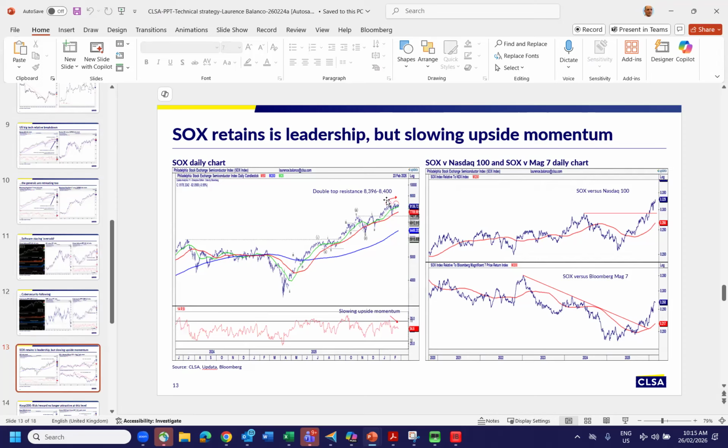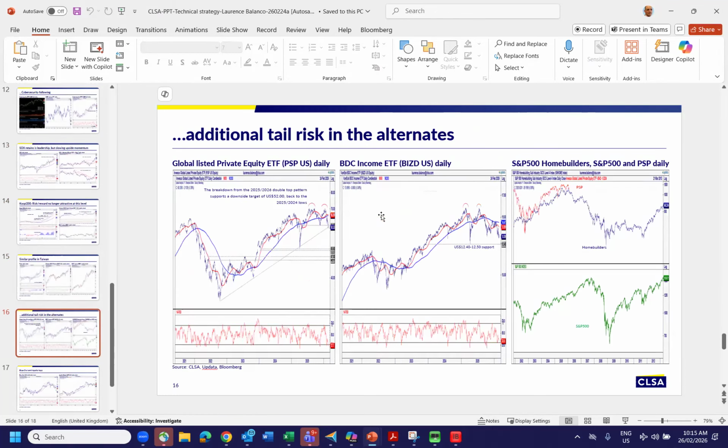So you've got software leading the downside, you've got Mag 7 double top, and you've even got the leadership side showing slowing upside momentum. And then I think the big one that it's hard to quantify the risks of here, but this is where liquidity can become an issue, is the breakdown in the private credit ETF.